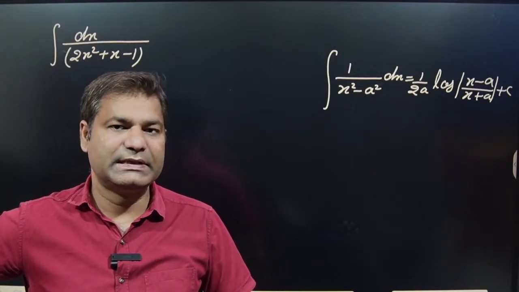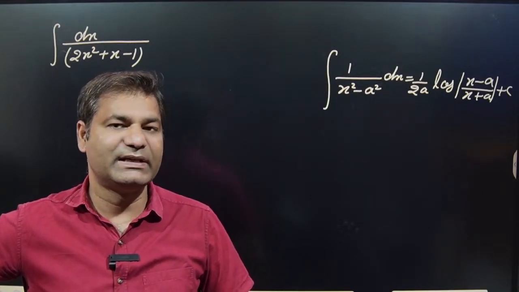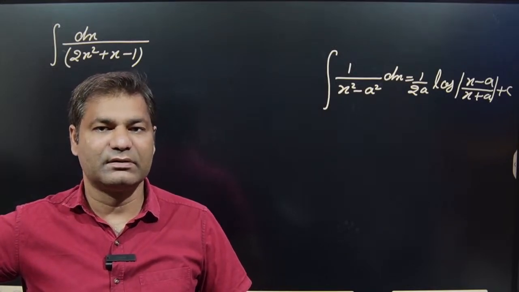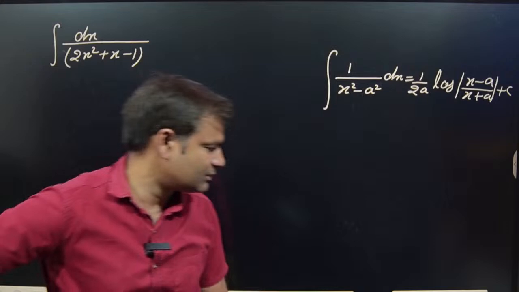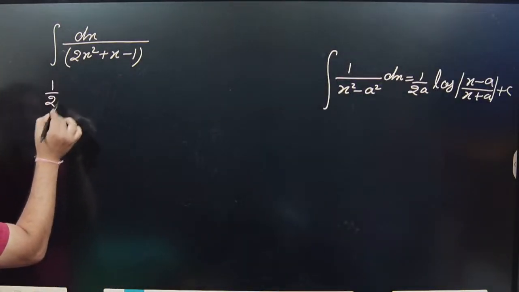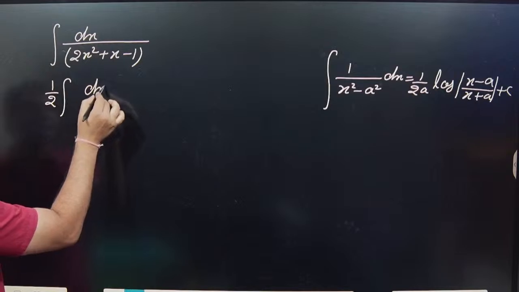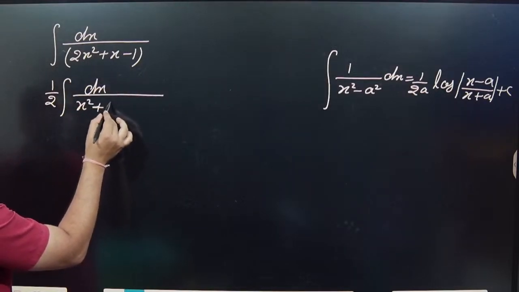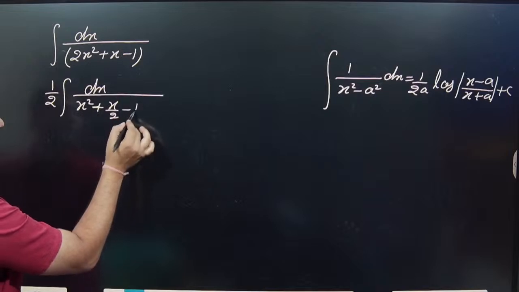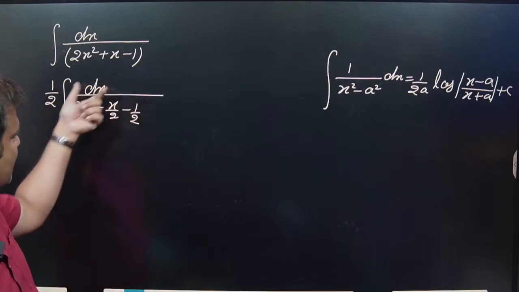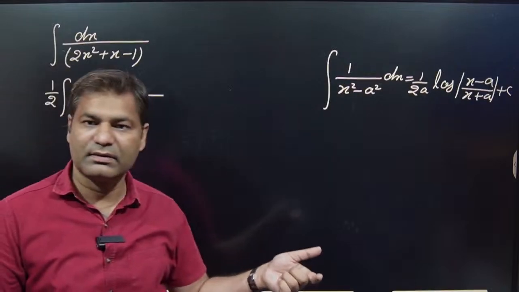Okay, but here dx divided by 2x square plus x minus 1 is given. If 2 is taken common, so 1 by 2 is common basically, then here dx divided by x square plus x by 2 minus 1 by 2. Now after that we focus on how we can make this one a perfect square.